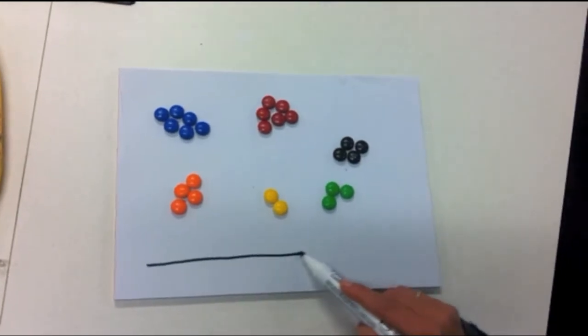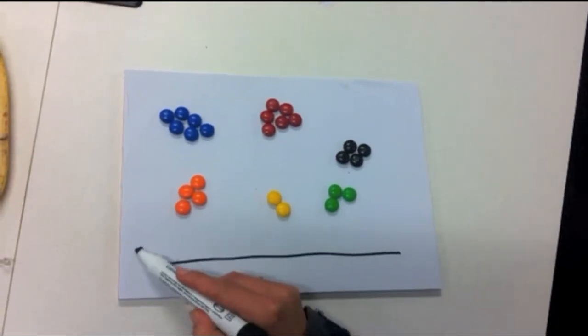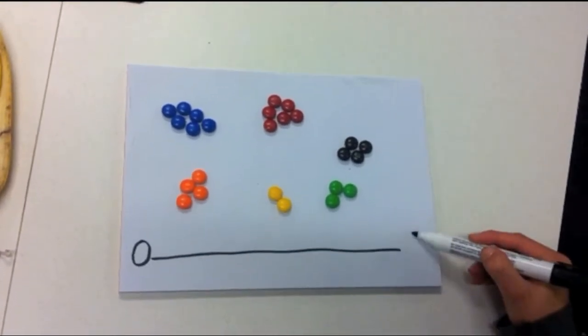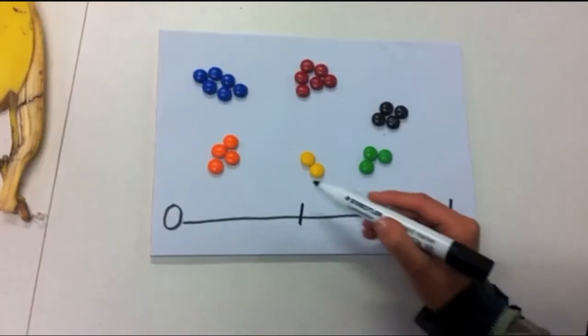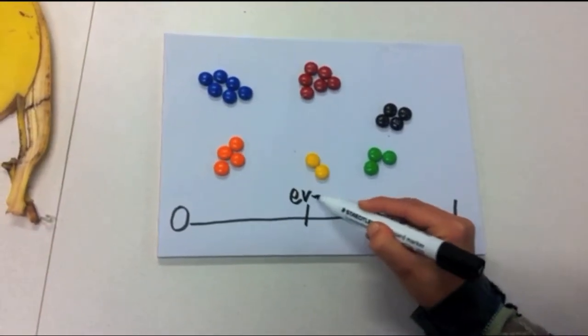So for example, if we were to use a probability line in this activity, we will put 0 or impossible at one end and certain at the other. And even chance always goes in the middle.